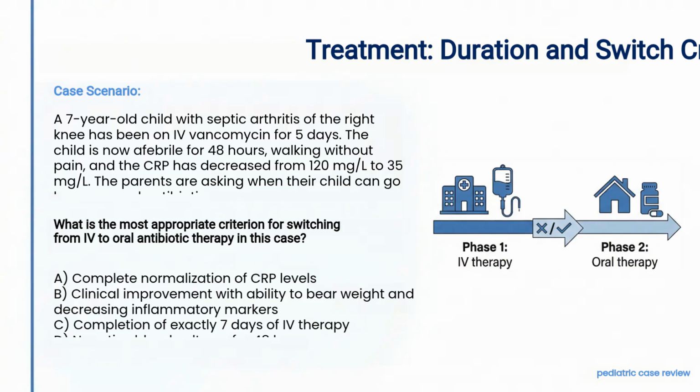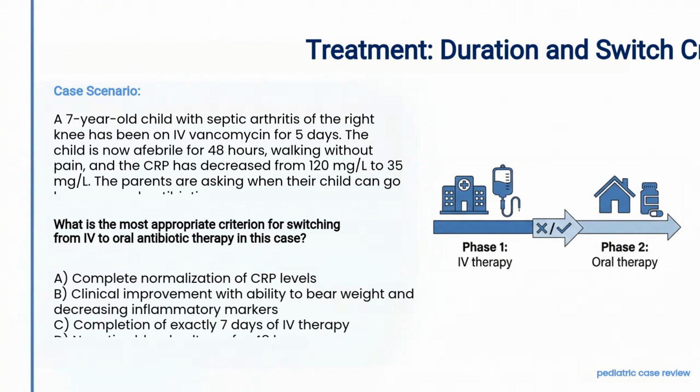Treatment question: duration and switch criteria. A 7-year-old child with septic arthritis of the right knee has been on intravenous vancomycin for 5 days. The child is now afebrile for 48 hours, walking without pain, and the C-reactive protein has decreased from 120 milligrams per liter to 35 milligrams per liter. The parents are asking when their child can go home on oral antibiotics. What is the most appropriate criterion for switching from intravenous to oral antibiotic therapy in this case?